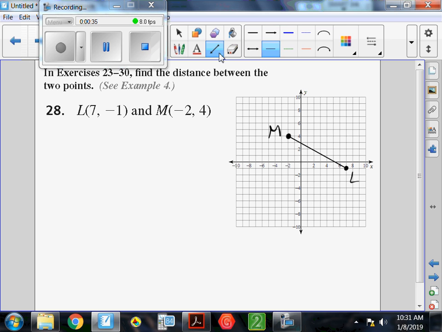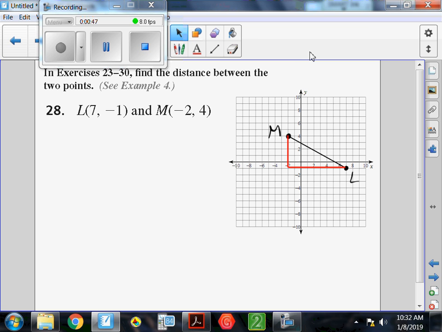One of the strategies from class was to create a right triangle between the 2 points, and you can do that for any 2 points on the graph. If I create a right triangle and then count my spaces, horizontally to go from 7 to -2 is going to be 9 boxes, so you can count that 9 units. 7 minus -2 is 9. Vertically, to go from -1 to 4 is going to be 5 boxes.